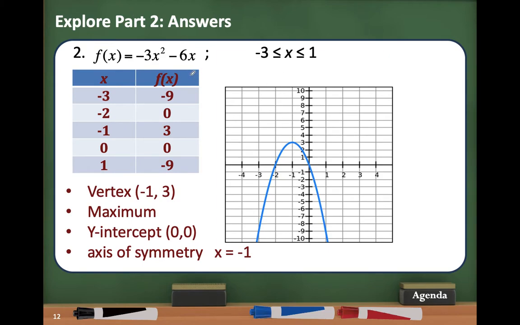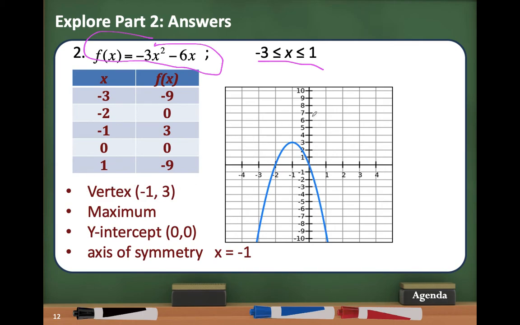Okay, here's the next one. A little bit tricky, but again, this is our function. I want you to plug x values in that are from -3 to 1. And here it is on my table: -3, -2, -1, 0, 1. If you're using a calculator, that might help you here, but you get -1, 0, 3, 0, -9. That goes with these x's. You plot it, and you get a maximum one, right?